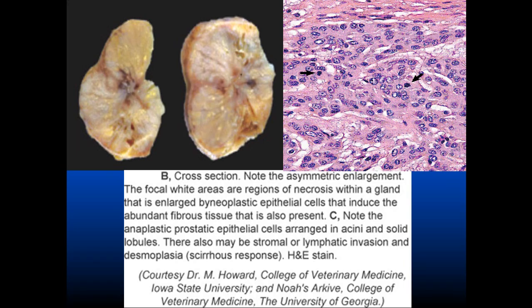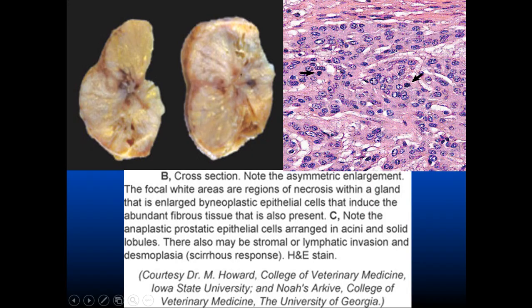Here, this is the cross section of a prostatic tumor, the prostatic carcinoma. Here you can note the asymmetric enlargement. This is the urethra here. You can see this is asymmetric enlargement. And you can see some yellowish foci here, yellowish parts. They are related with mineralizations and also necrosis. Here is the whitish part.